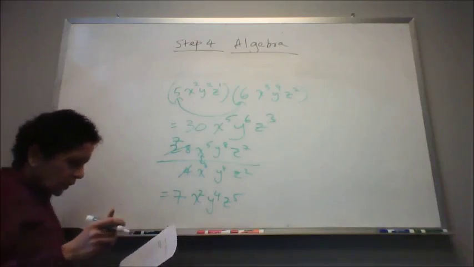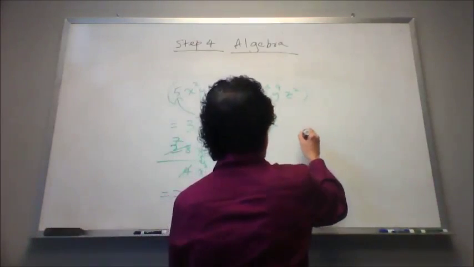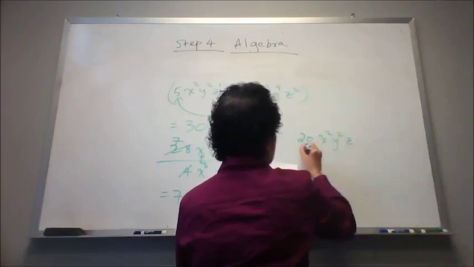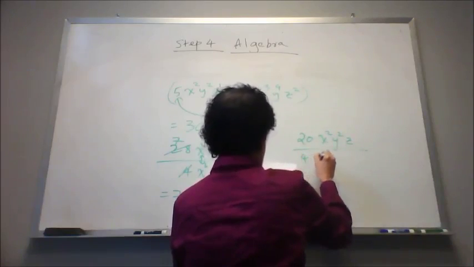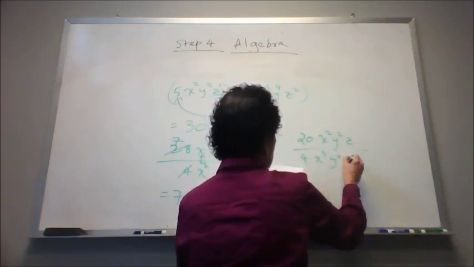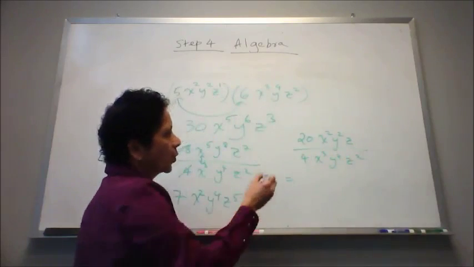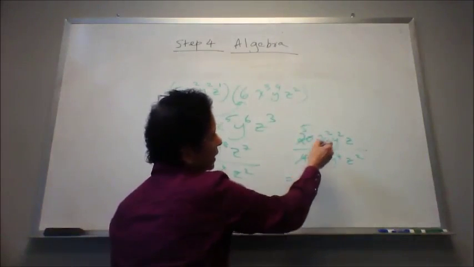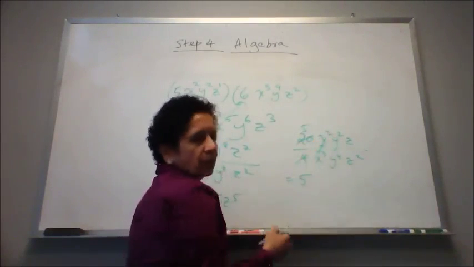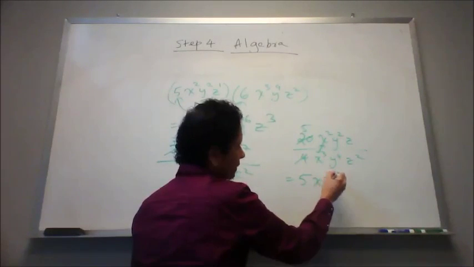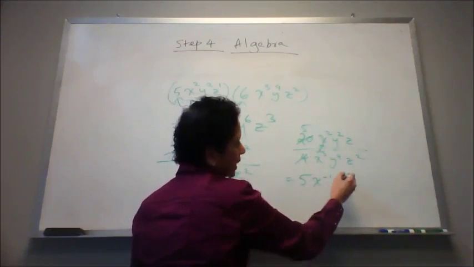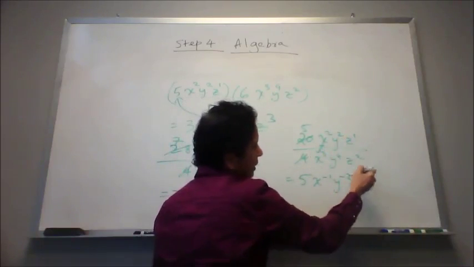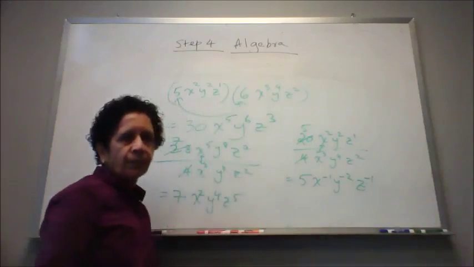So let's do another one. Let's say that I have 20 x squared y squared z divided by 4 x cubed y to the 4 z squared, okay? So coefficients, you just take the common factors out, 5, and then x and x, 2 minus 3, that's minus 1, so x to the minus 1, 2 minus 4, so it's y to the minus 2, and remember that's a 1, okay? Z, 1 minus 2, that's minus 1, okay?